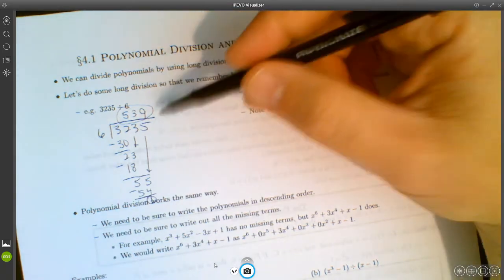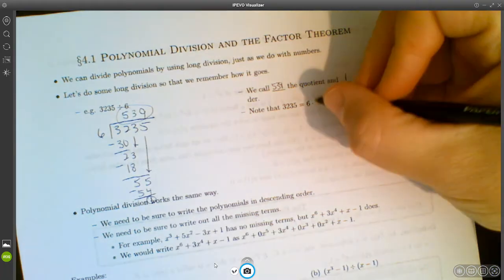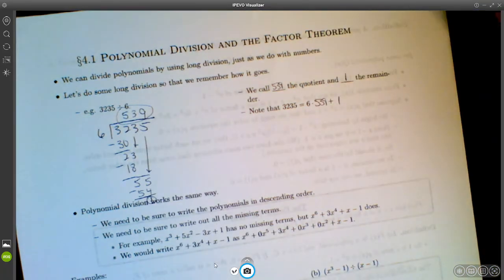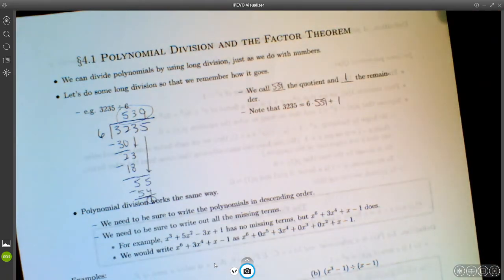So another way to think about this is that 3,235 is really 6 times 539 plus 1. Okay, it's divisor times quotient plus remainder. That's how we can rewrite the dividend.